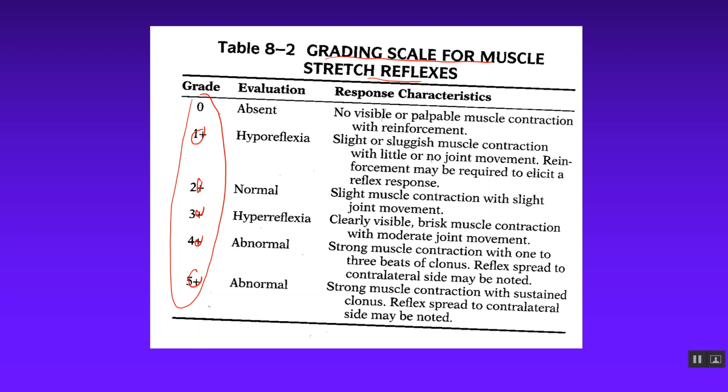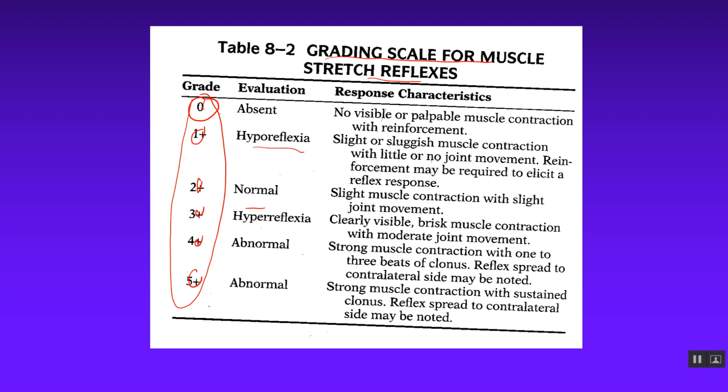In this case, 0 in reflexes is absent. That's abnormal, okay? 0 means nothing. You have nothing going on. You should have something going on in your reflexes. You should have a reflex, unless you just can't get it because of user error, somebody's got too big of muscles, whatever, then that would be more due to user error or something like that. Hyporeflexia would be a 1 plus, slight or sluggish.